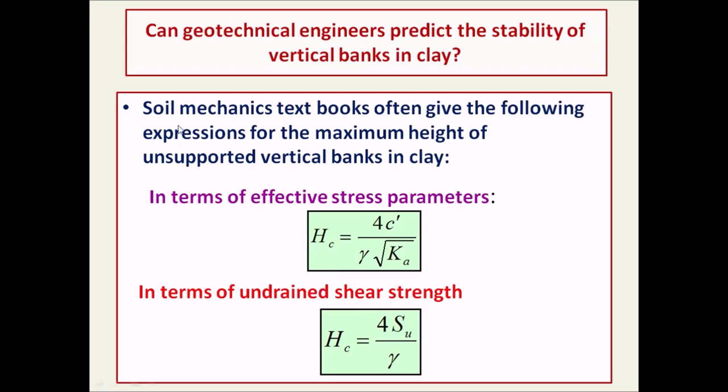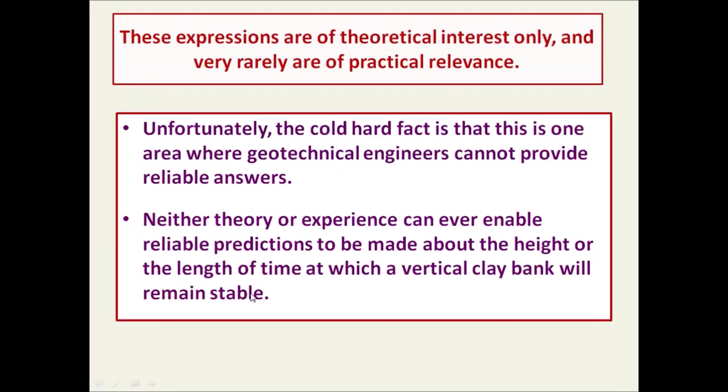I think you already have got the message. Can geotechnical engineers predict the stability of vertical banks in clay? Soil mechanics textbooks generally give the following expressions for the maximum height of unsupported vertical banks in clay, what they call the critical height. Some people say that you can argue that this value should not be 4, it should in fact be 2. But I think most textbooks use the value of 4. So that's the formula in terms of effective stress. This is in terms of undrained shear strength. These expressions are of theoretical interest only, and very rarely, I think never, are of practical relevance.